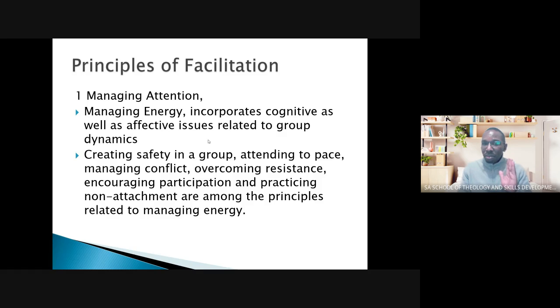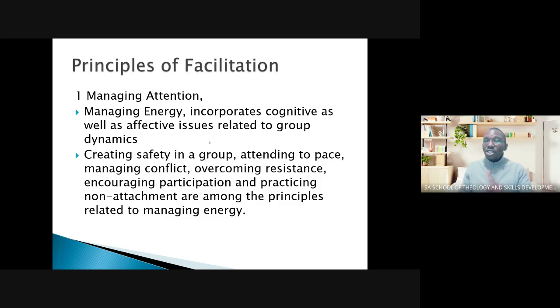Please meditate on these ones, read more, master them, take one after the other, and try to adopt them into your facilitation methodologies. Okay, any facilitation tool you have, try to integrate some of these, because they are key. One is managing attention.